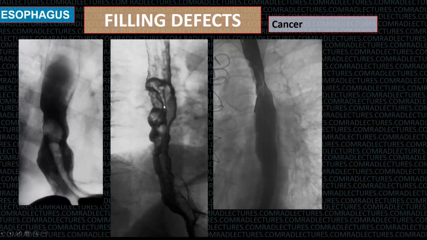And again, you're seeing multiple lobules, and the sulcus angle is acute, and the mucosa is destroyed.